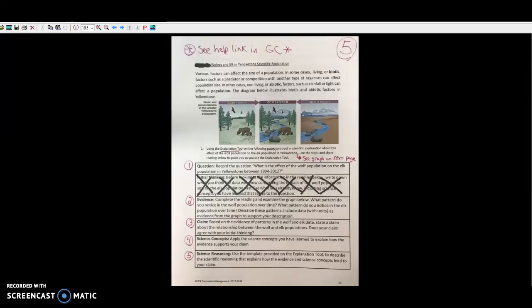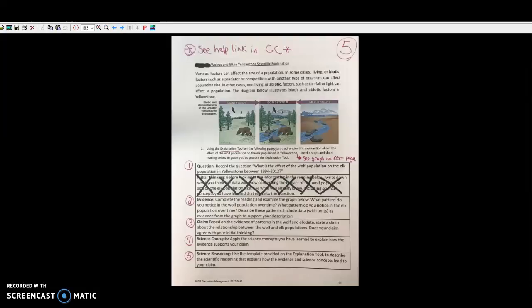So this page in front of you is numbered, if you see it, 1, 2, 3, 4, 5. And it just gives you a little help when you look at the data and you fill out a claim evidence reasoning. So here are the steps that you're going to take. So we're going to go over it just so you can see. So the question, you're going to record this question on your graphic organizer. So in the question it says, record the question, what is the effect of the wolf population on the elk population in Yellowstone between 1994 and 2012?